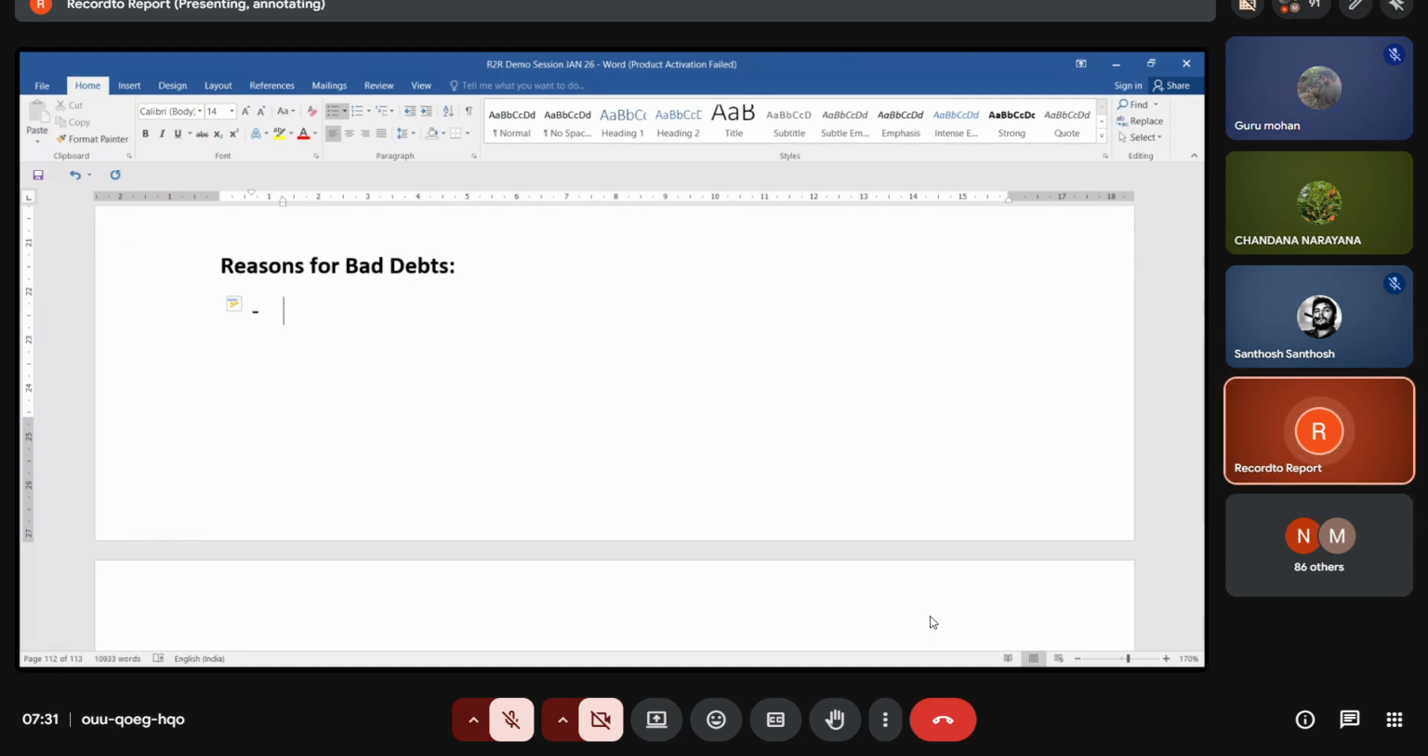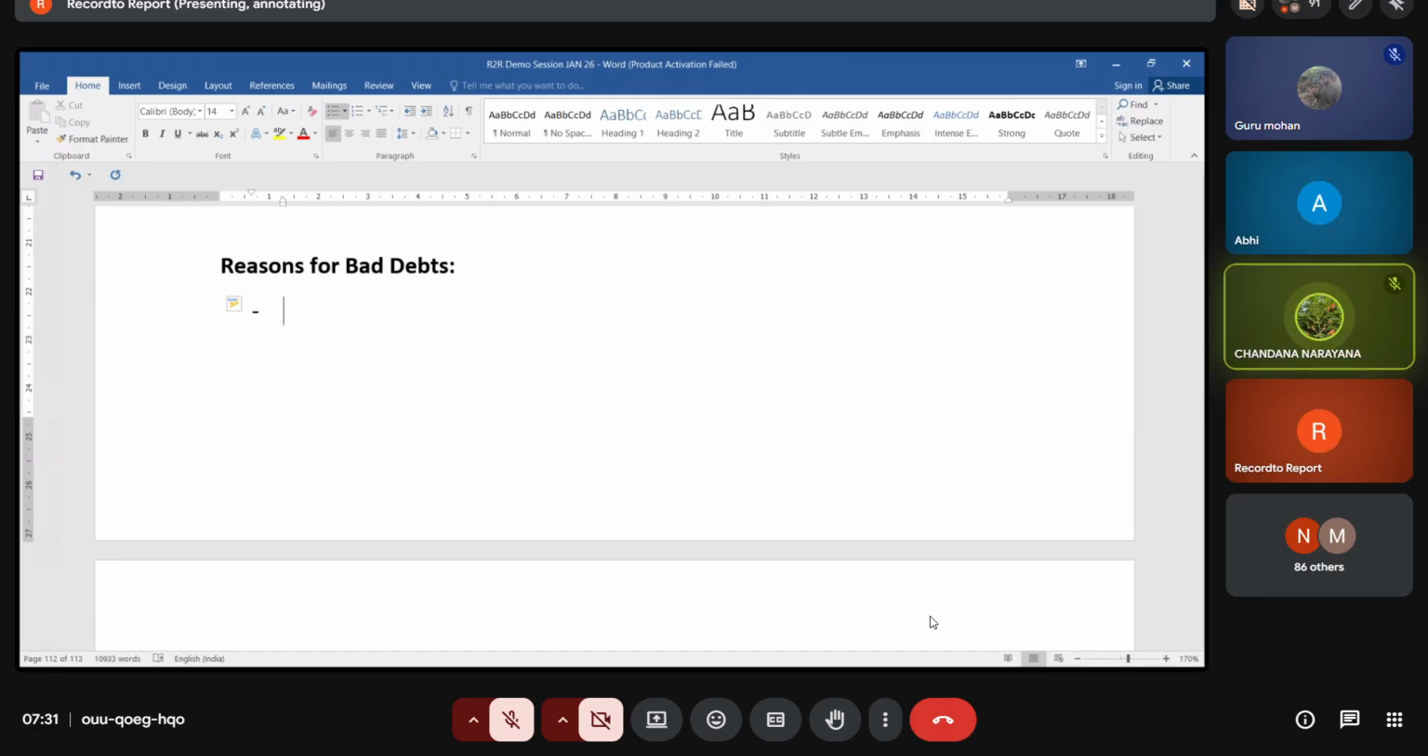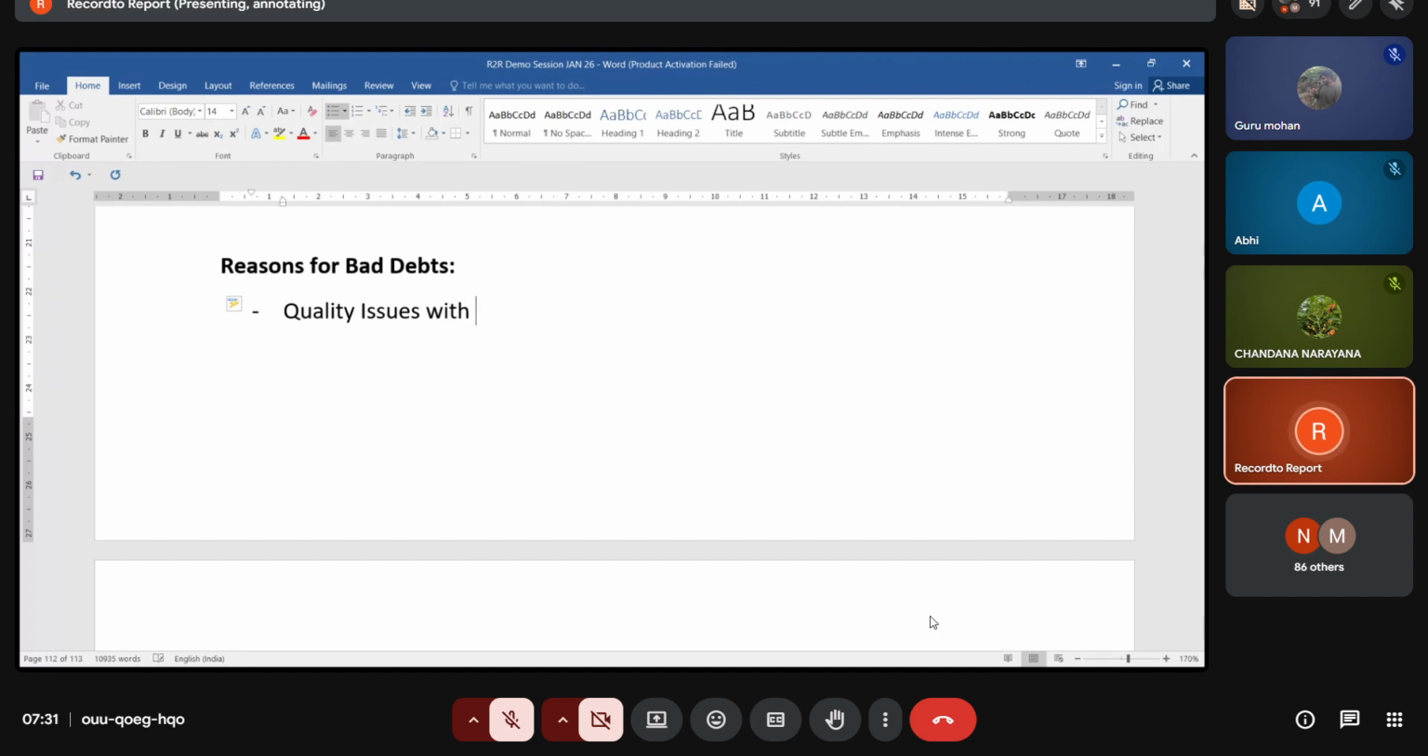But the shopkeeper is saying, whenever it is with me it is very good, but I'm not sure why it is not working. Will you make the payment if you are unsatisfied? No. The reason might be quality issues. The reason for bad debts in a company is a very important technical question, guys. Why the customers will not make the payment relates to quality issues with the goods and services we provided.